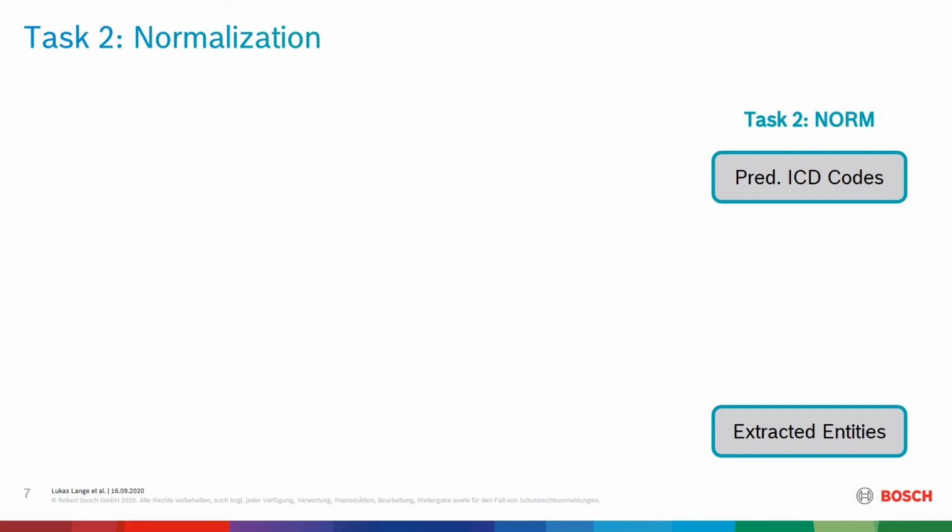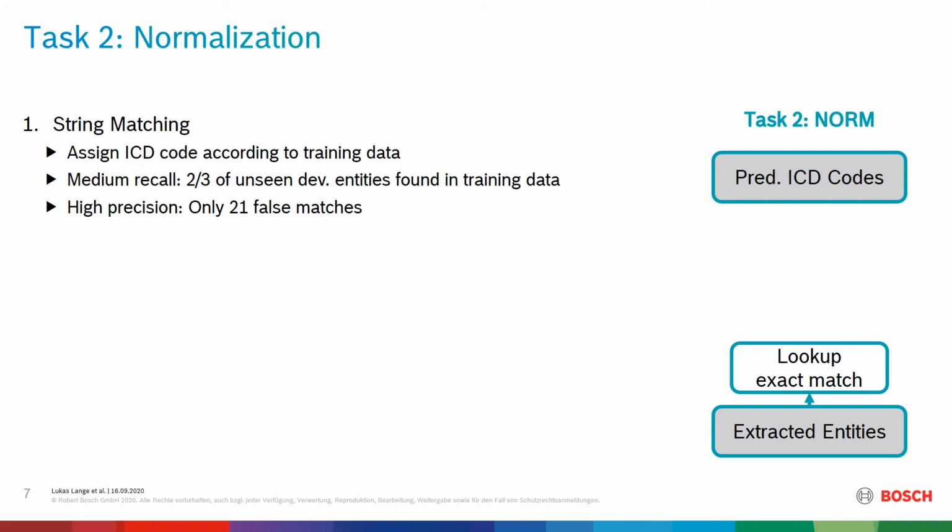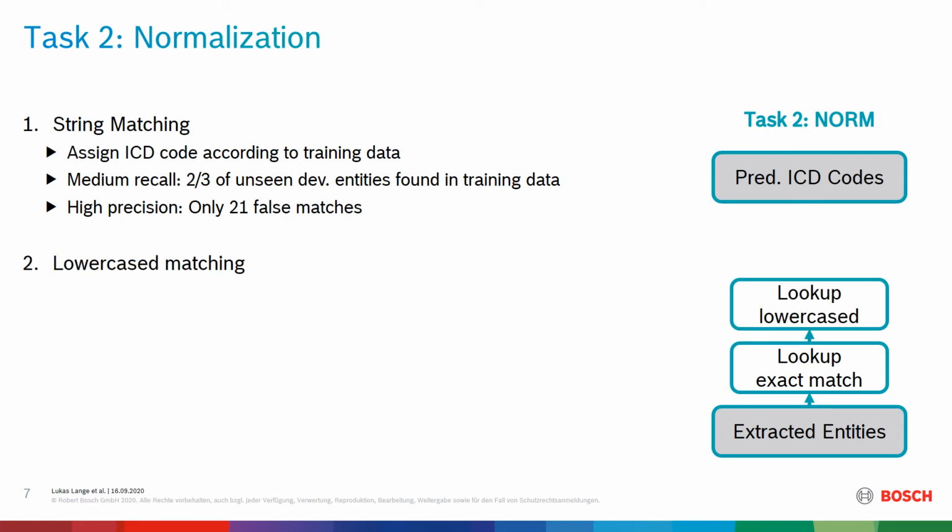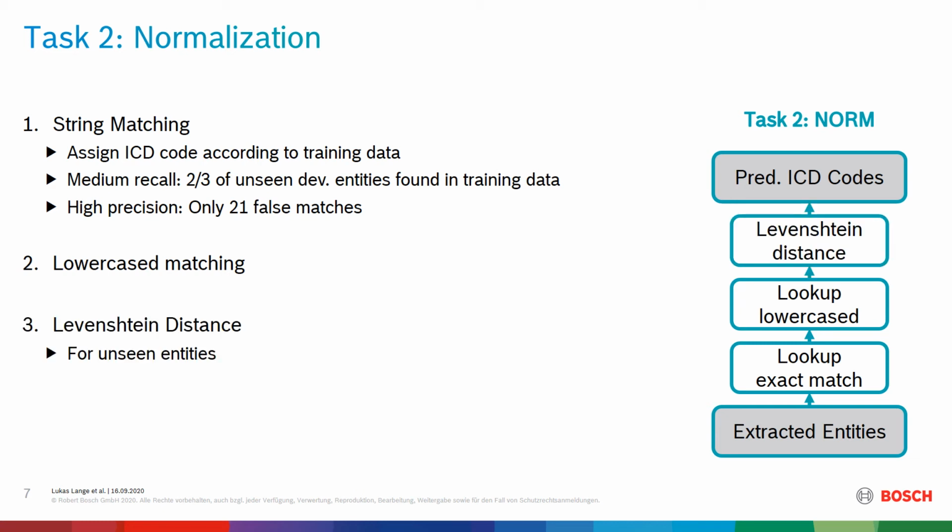For the second task, normalization, we used a rather simple technique. We observed that there is only very little ambiguity among the named entities and their ICD codes, so we decided to use string matching whenever an entity is given that was already seen in the training data, and then we assigned a corresponding ICD code. This almost achieves perfect precision, and also the recall is okay. To further increase recall, we applied also lowercase string matching in the second step. And for all remaining unseen strings, we compute a Levenshtein distance to the known training strings, and then we select the code according to the shortest distance.